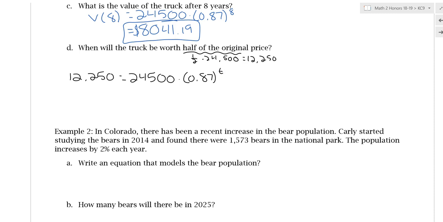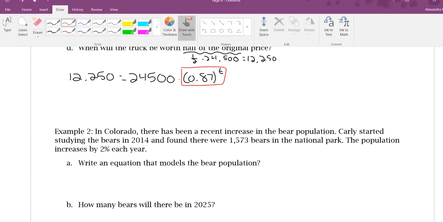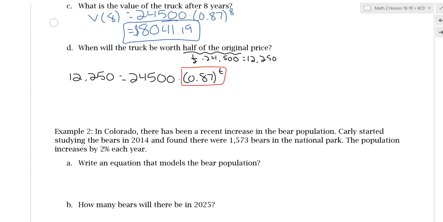Again, we looked at solving this type of equation today in class. So most of this is kind of a review of what we've already done, but with word problems. And so again, we're solving, and we want to get what's being raised to the power by itself. I'm going to divide by 24,500. This gives us 1/2, which makes sense because we're looking for half of the cost.